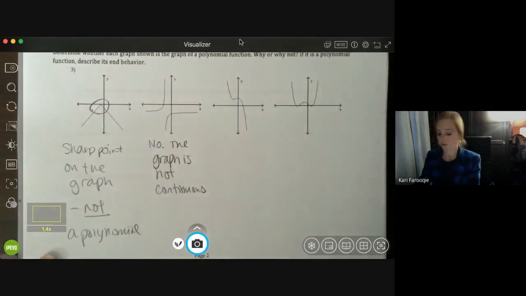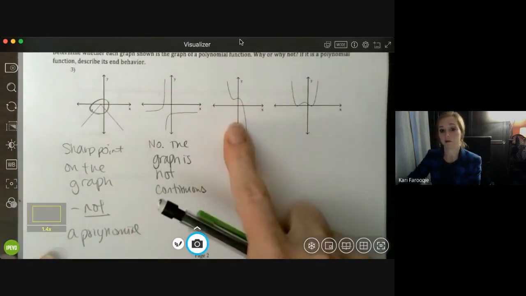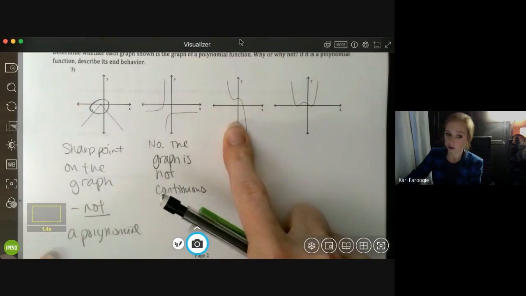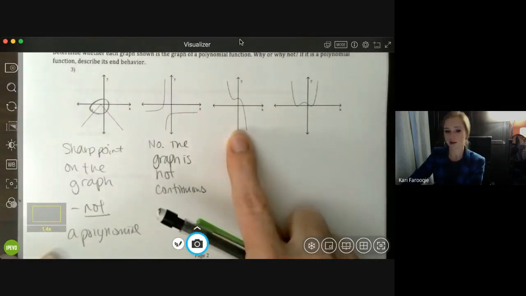Okay, what about this one? What do we think? Polynomial or not a polynomial? Polynomial, what do we think? Yes, people were nodding when I said polynomial, and then I quickly said not a polynomial. How many of you think not a polynomial?